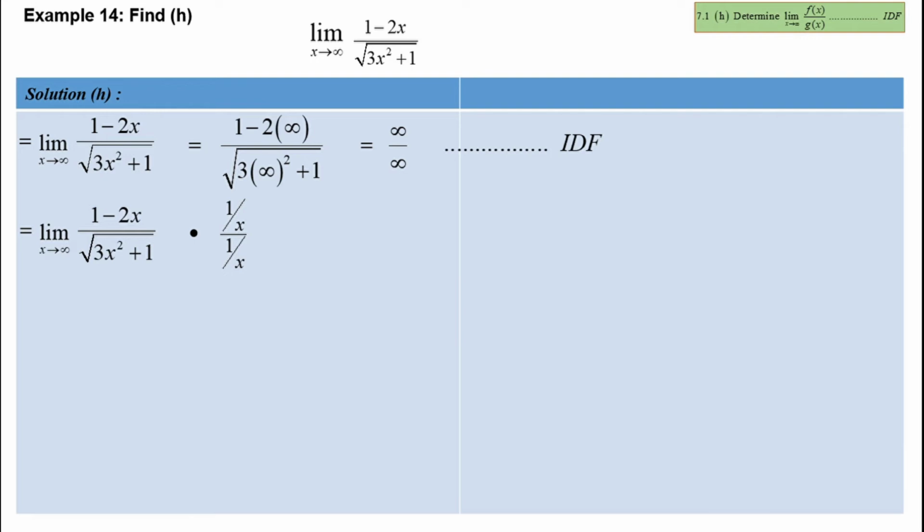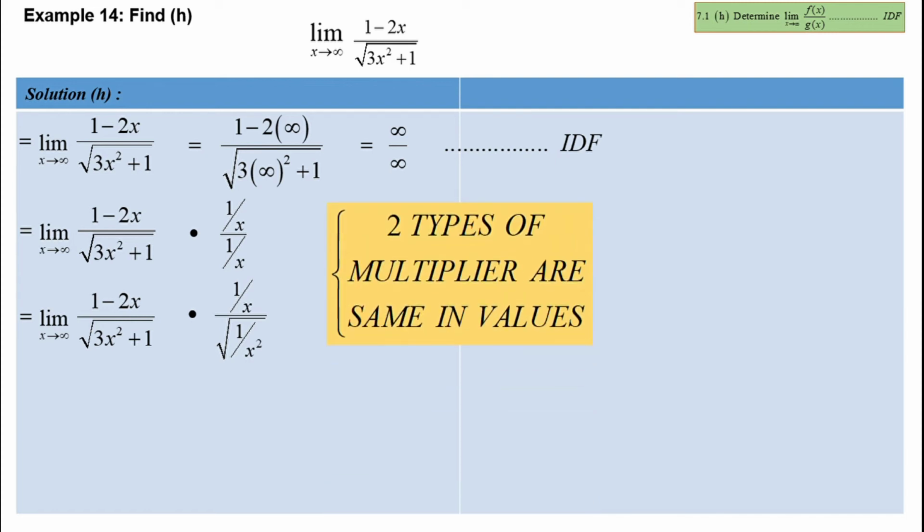Since this limit of function has a square root in the denominator part, we have to modify our multiplier slightly. This is because we must simplify the function that has a square root in the denominator part. And it becomes our function of limit multiplied by 1 over x, divided by the square root of 1 over x squared, like this. Please bear in mind that these two types of multiplier are the same in value. You may test it by yourself.